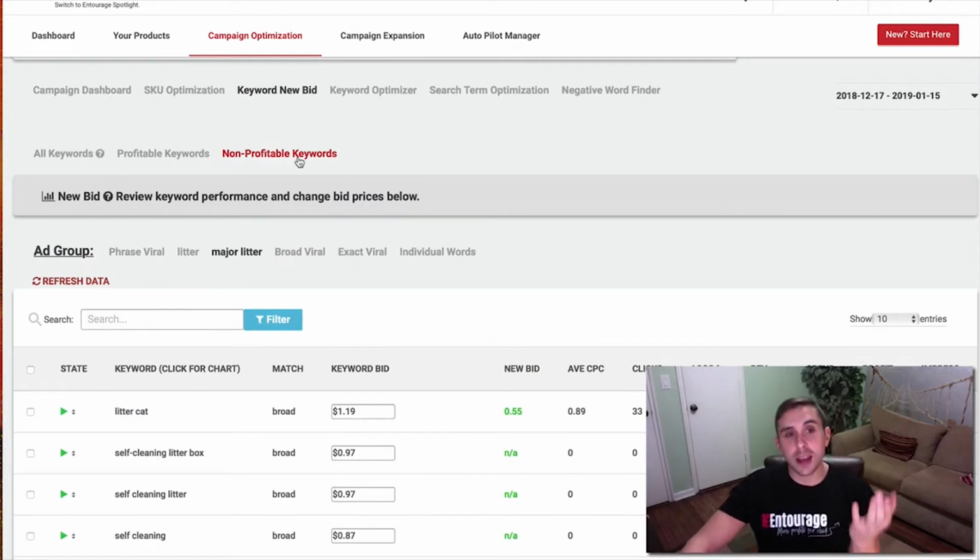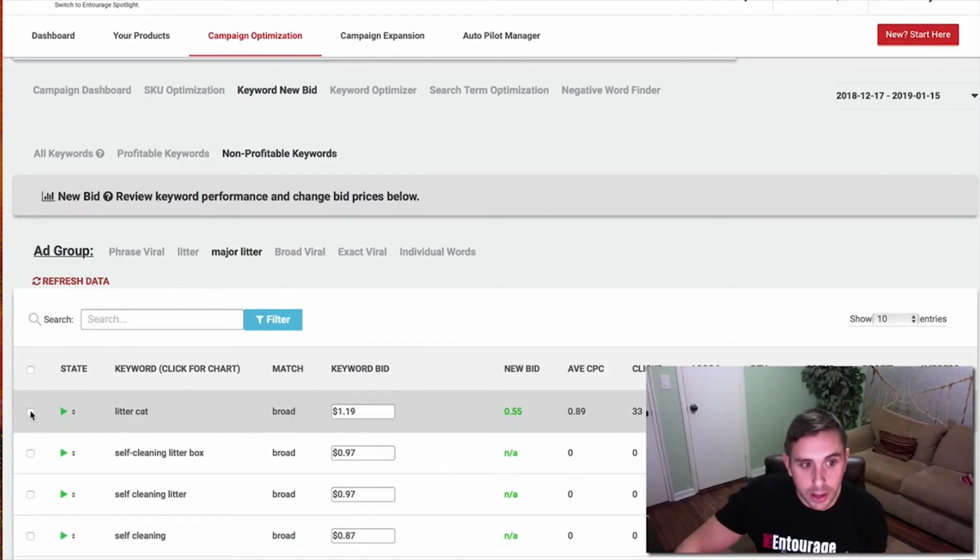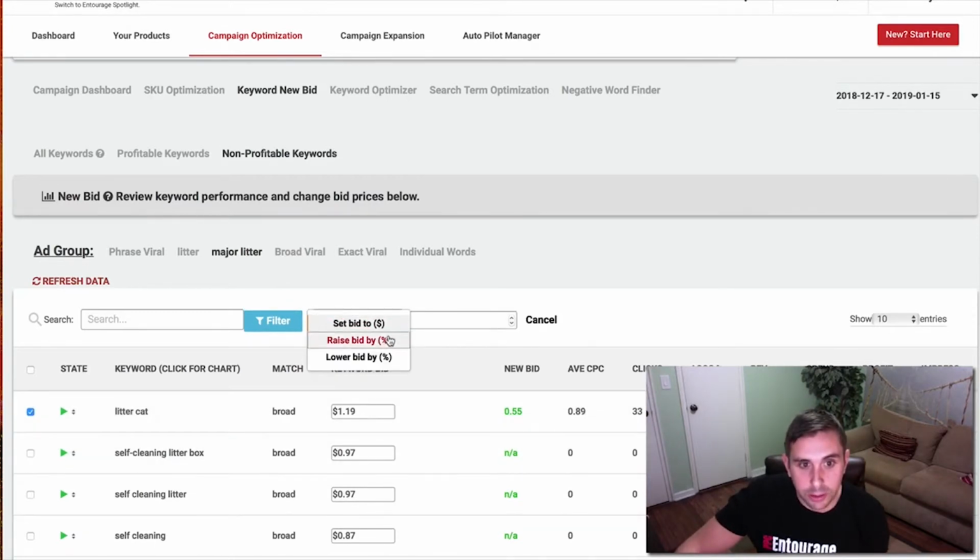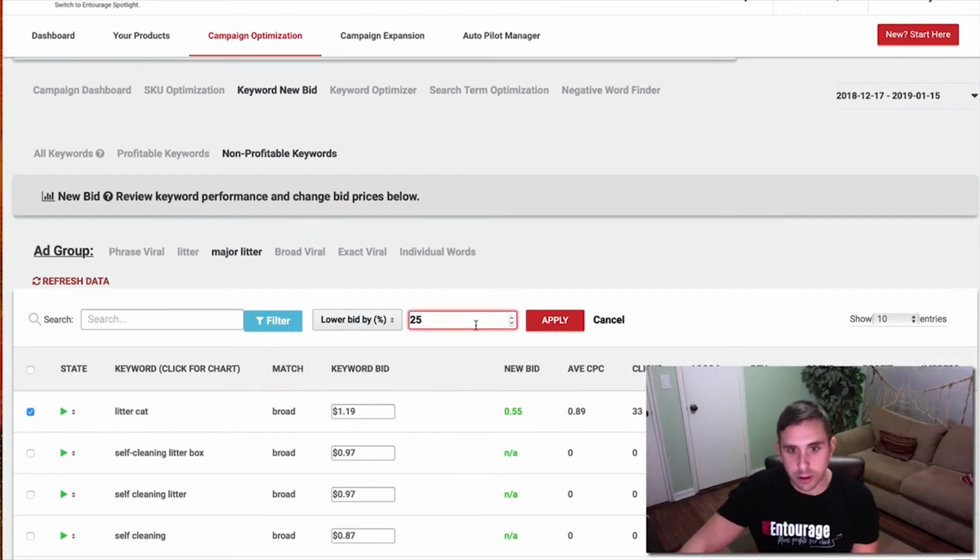So when you log into Entourage, click on a campaign, go to non-profitable keywords, and here's where you can start to make adjustments and make some improvements to the keywords that are underperforming. We'll break it down for you very simply and easily. And if I wanted to, I can go ahead, select this keyword, raise it or lower it, let's say by that 25% that we were talking about, and apply it. And this is going to sync with Seller Central right away, okay?